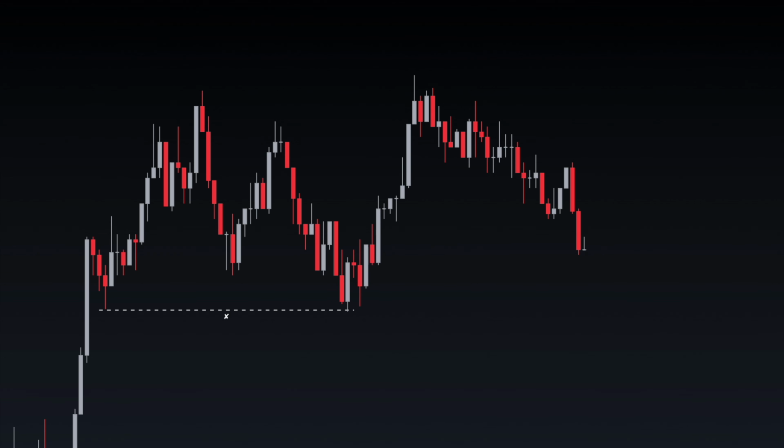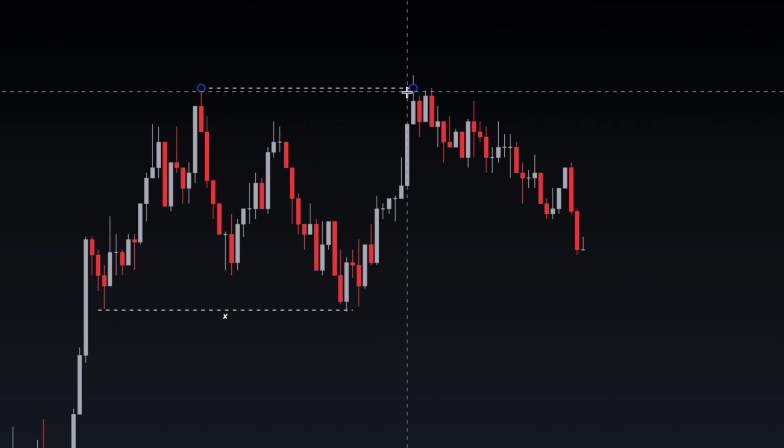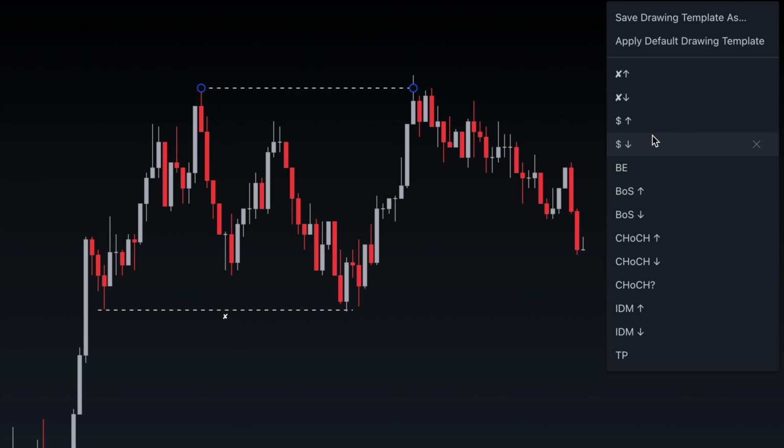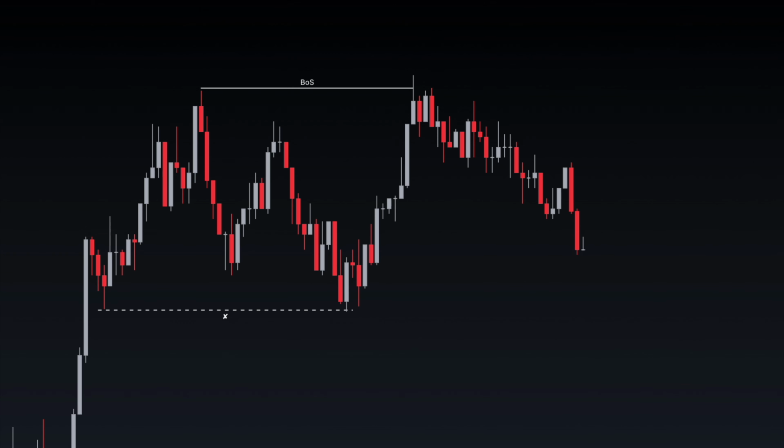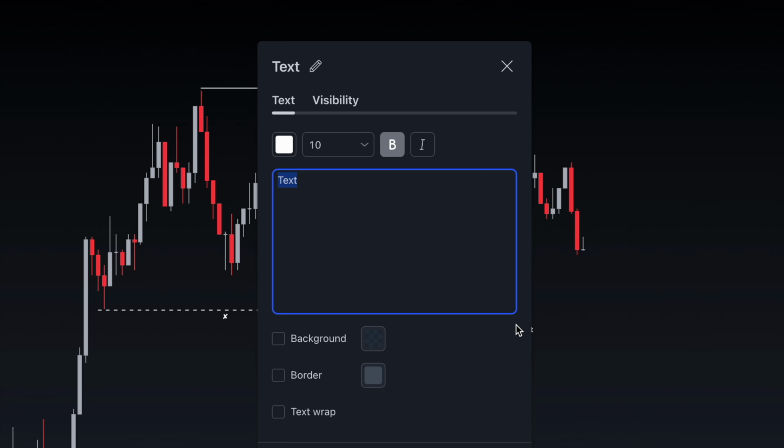Then we made a break of structure up, and these are two confluences for us to look for longs. So write it down here. Confluences. 1 is our sweep of liquidity. 2 is our break of structure up.